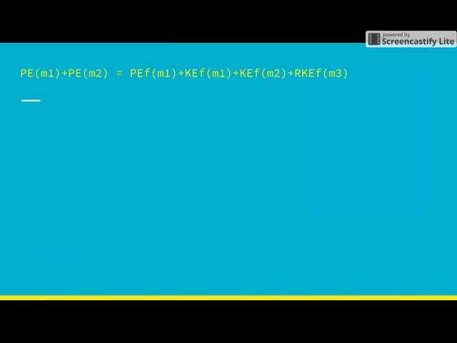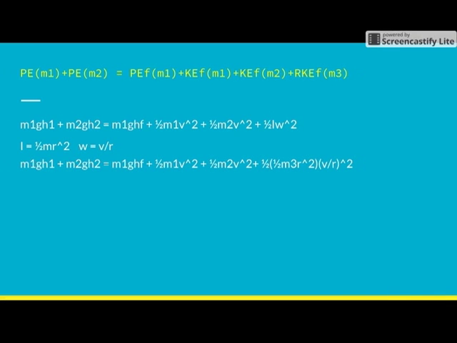Using our knowledge of physics, we know that the initial energy of the system is equal to m1gh1 plus m2gh2, and the final energy of the system is equal to m1gh final plus 1/2 m1 v squared plus 1/2 m2 v squared plus 1/2 I omega squared. Since we know that I, the moment of inertia of the cylinder, is 1/2 mr squared and omega is v over r, we can simplify our equation to take out the radius, which does not affect the speed.